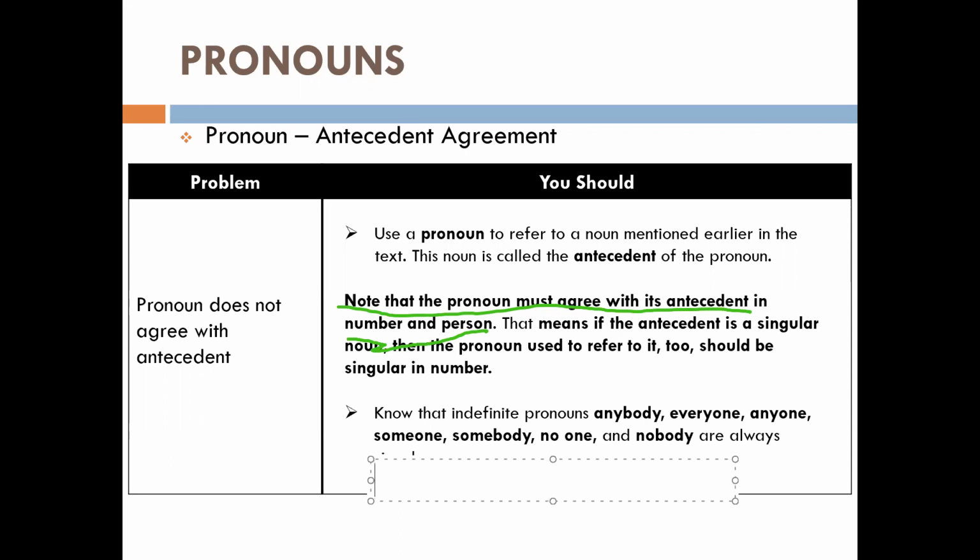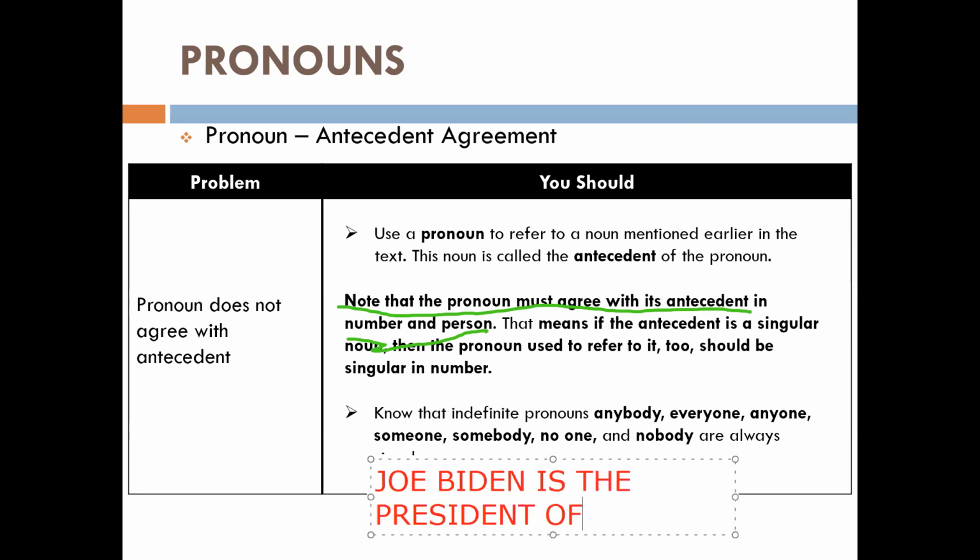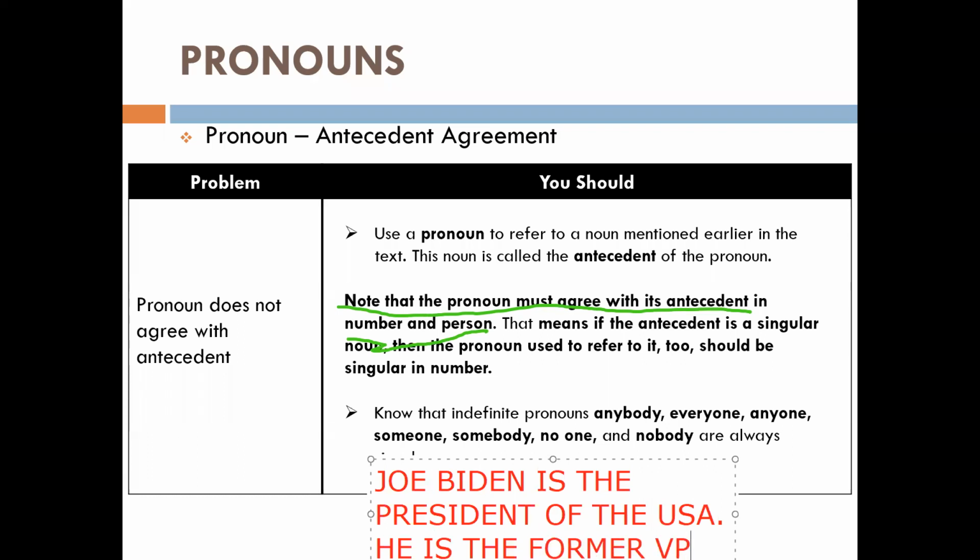Joe Biden is the president of the United States of America. He is the former vice president. Joe Biden is the president of the USA. He is the former vice president of Barack Obama. Example lang. Okay. Now, you see that Joe Biden is my noun. Therefore, I used he to refer to Joe Biden because obviously I am going to use the singular male pronoun, which is he. Oh, it's so simple.